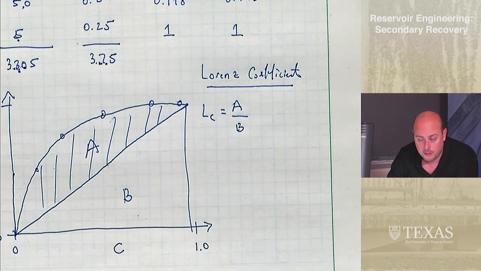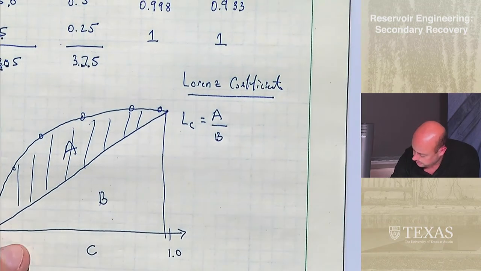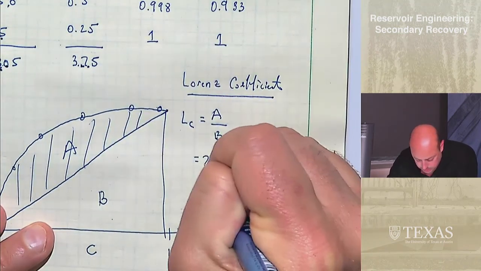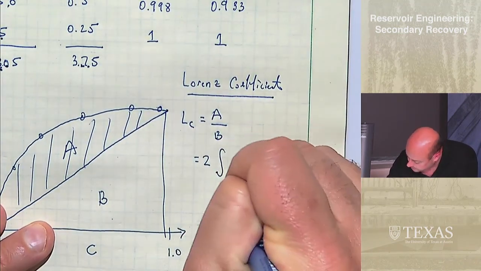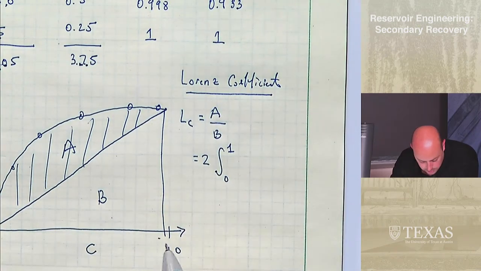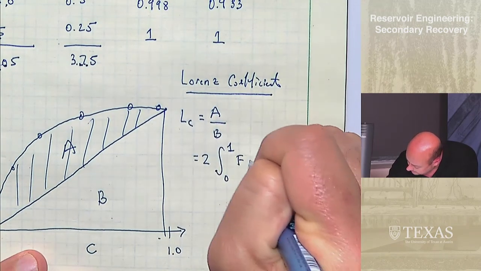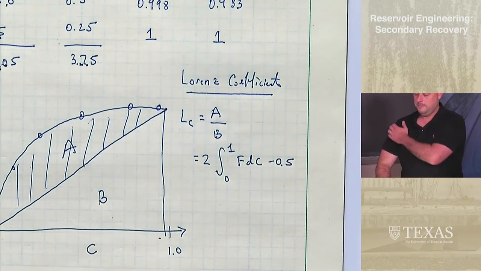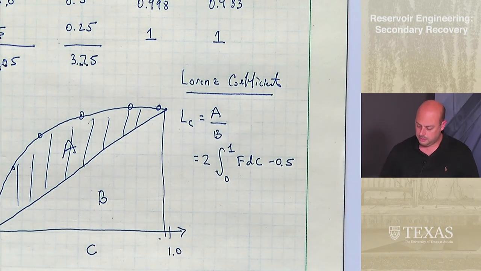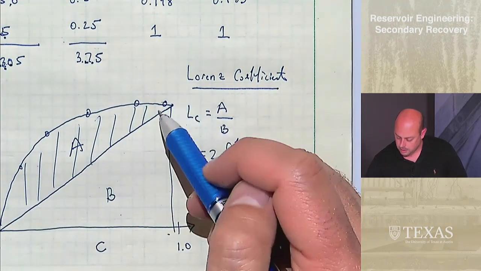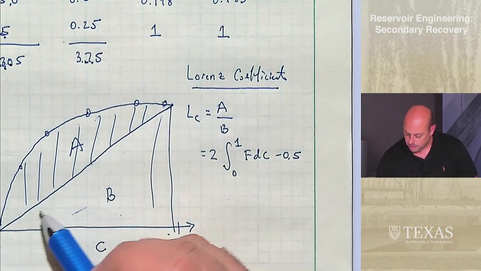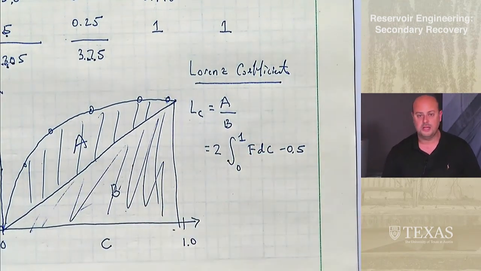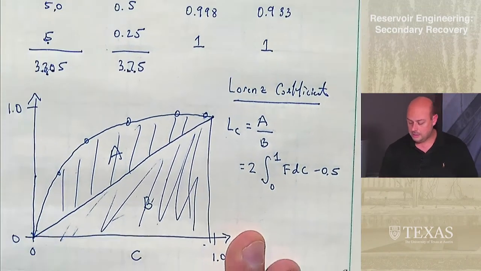You can count squares or do whatever. I mean, we know that the area under the curve is an integral. The formula for that is actually 2 times the integral from 0 to 1, right? It goes from 0 to 1, F dC minus 0.5. Okay, so you're basically integrating this whole thing and then subtracting off the area under here, which is a half, and that is the Lorenz coefficient.